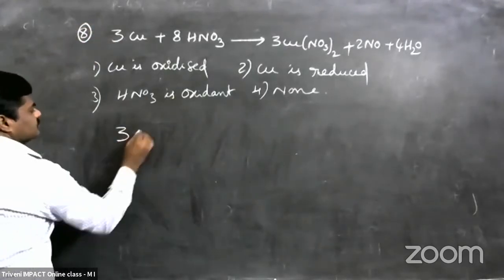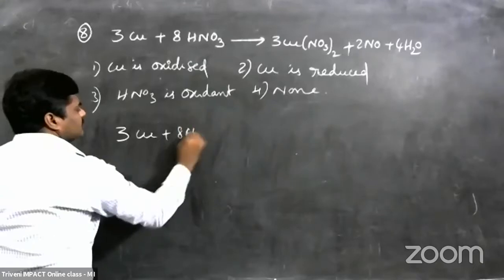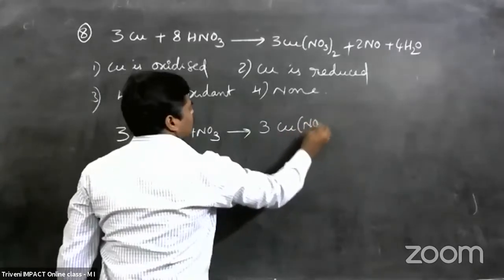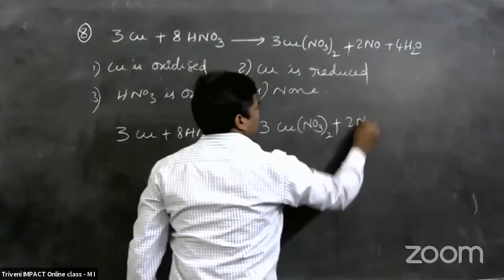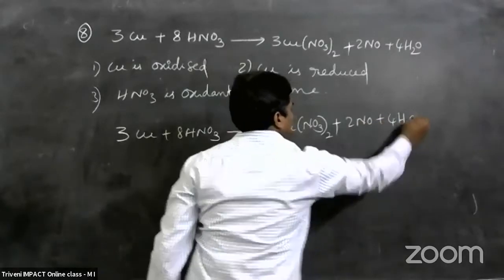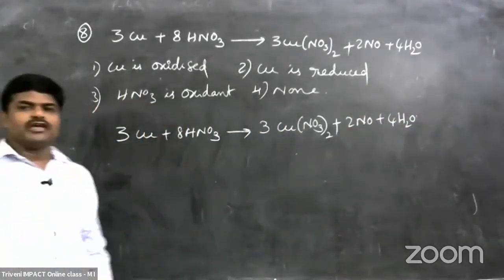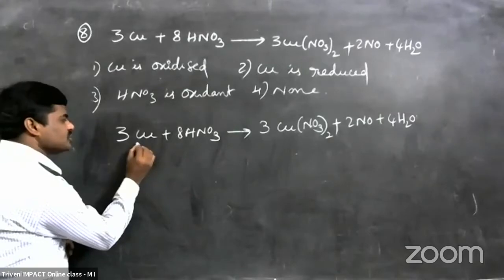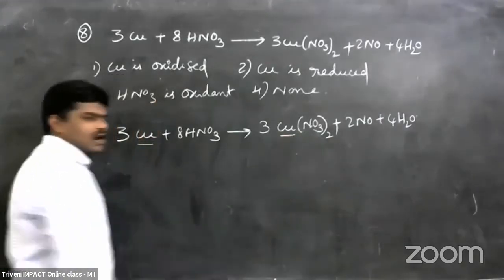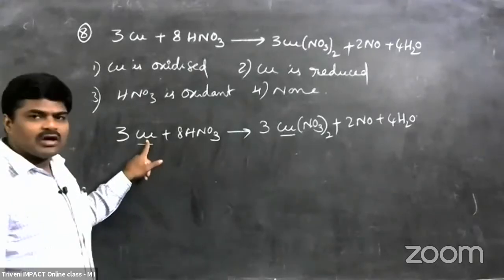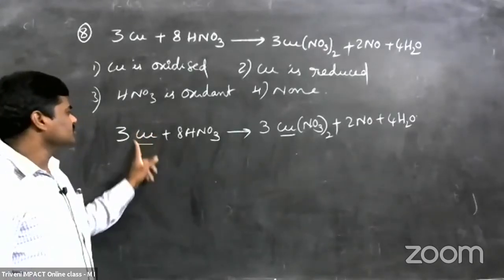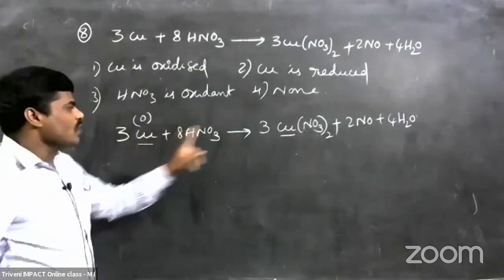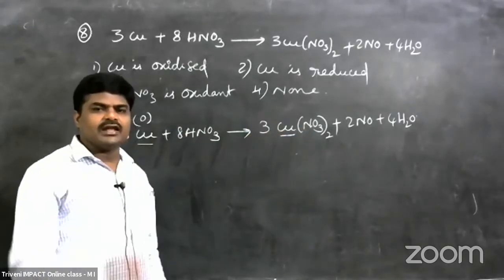3Cu, all of you see, plus 8 HNO3 gives rise to 3Cu(NO3)2 plus 2NO plus 4H2O. So first we identify which one is oxidized and which is reduced. So in this equation, first we should calculate the oxidation number of Cu on both sides. What is the oxidation number of Cu? It is in elementary form, so the oxidation number of Cu is 0. What is the oxidation number of Cu on the right side? We should calculate that one.